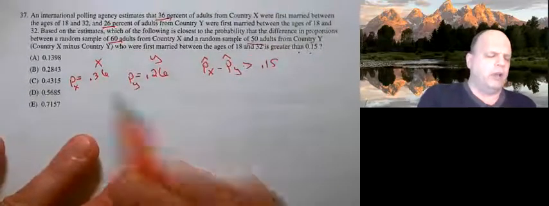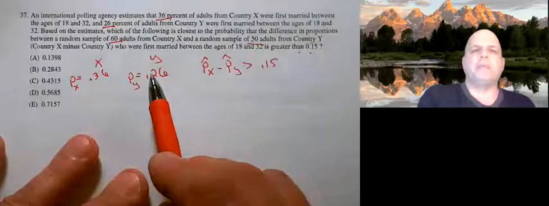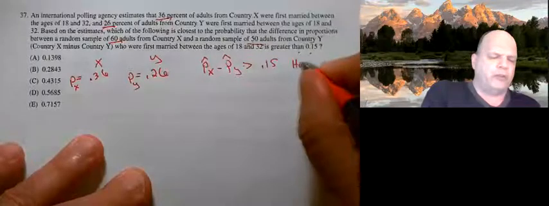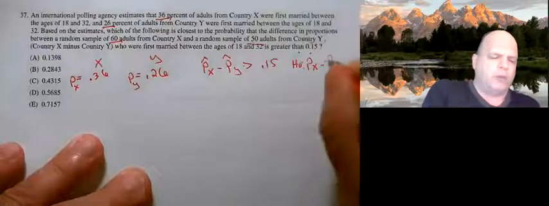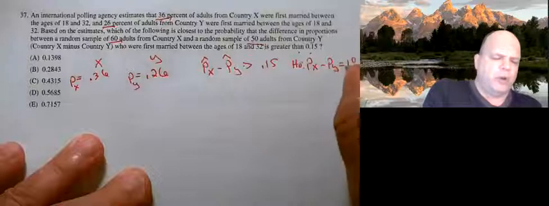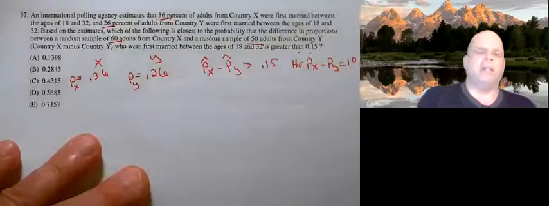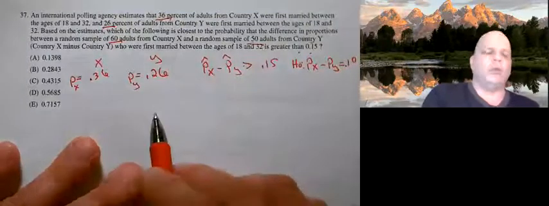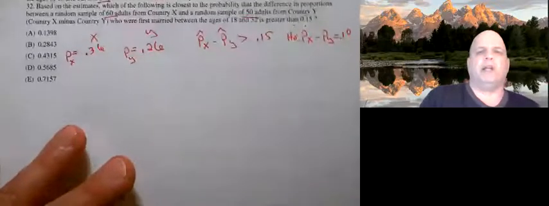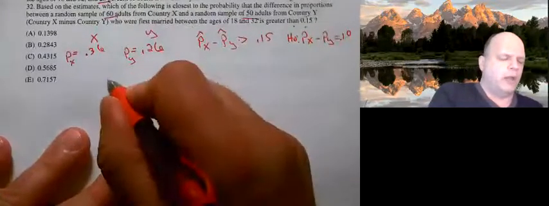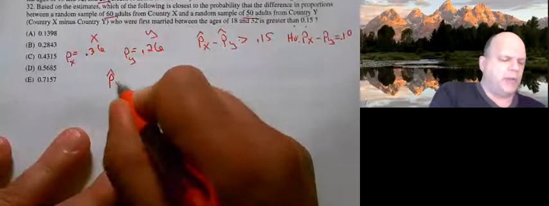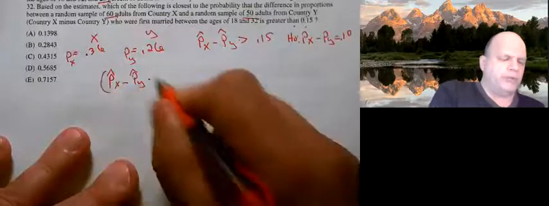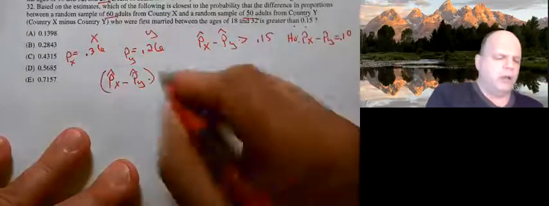So first off, this is what we believe. We believe our null hypothesis is that Px minus Py equals 0.10. That's what we believe. And we want to know what's the probability that we'd get a sample like this. So this is going to be a very, very unattractive formula and a little bit different than what we've always worked before. So P hat X minus P hat Y, and I'm going to put that in parentheses. That part's not so different.